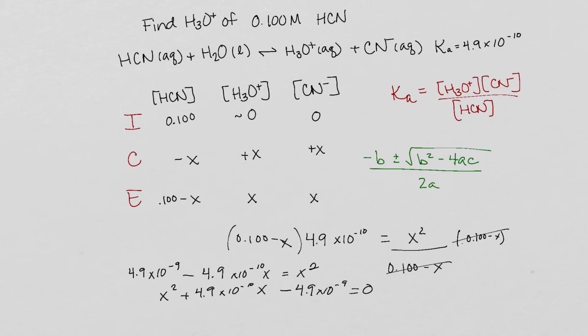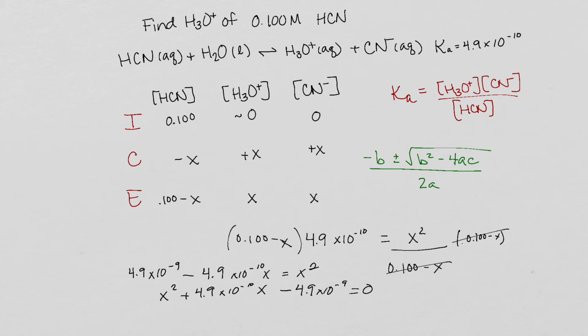And you're going to get two answers to this because you have that plus or minus there. Now, one of these will always give you nonsense. It's either going to give you a negative concentration, which you can't have, or it'll be just a negative number overall. So don't worry about trying to figure out which one is which. It will be obvious to you.